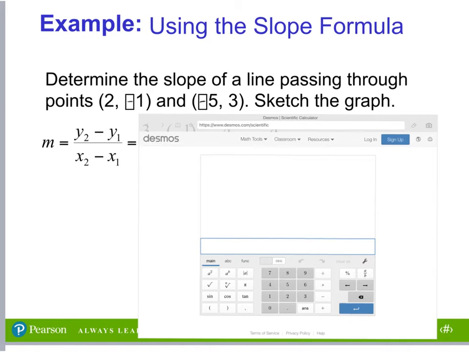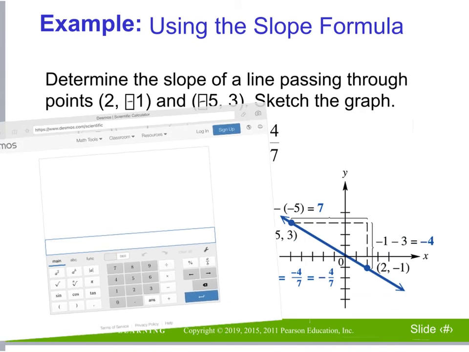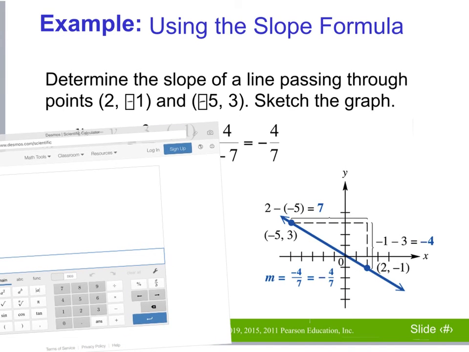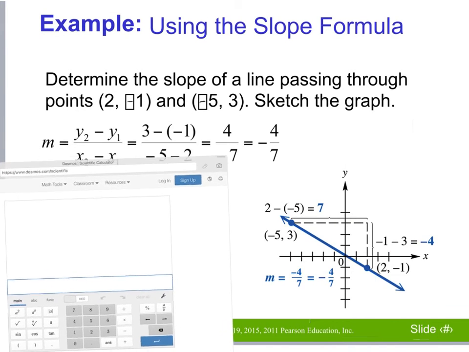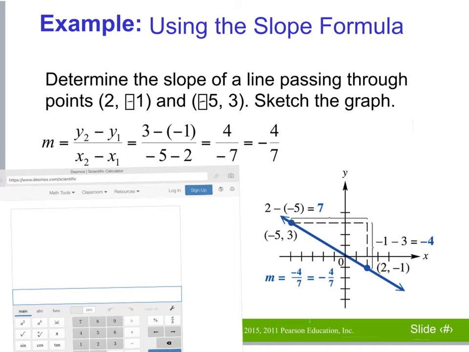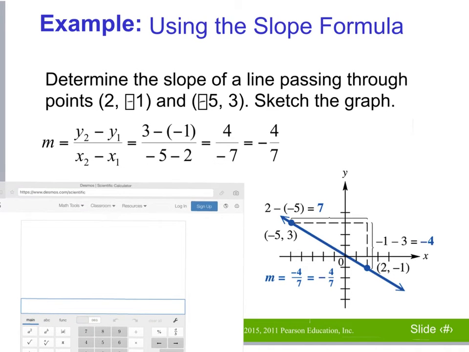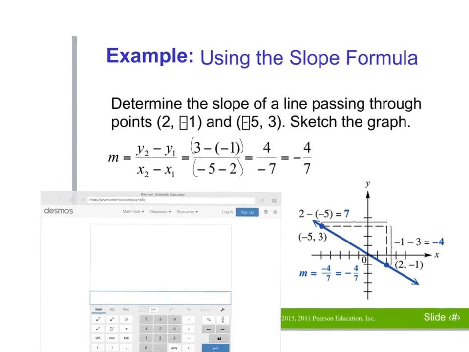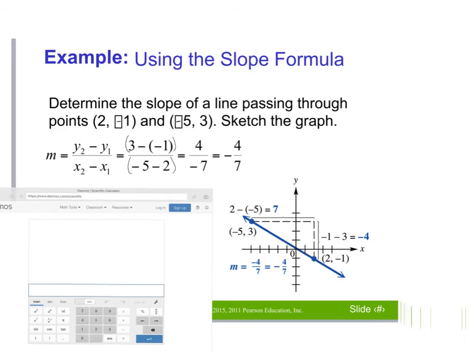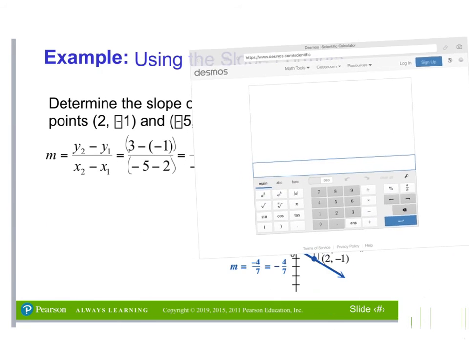All right, and then we can use that formula to find the slope going between two points, -5,3 and 2,-1. So we just need to be really careful with our negatives. If we're putting this into a graphing calculator, or sorry, just any calculator, just be careful that you use parentheses around your whole numerator and your whole denominator. So let me just show you how we would put that into the calculator.